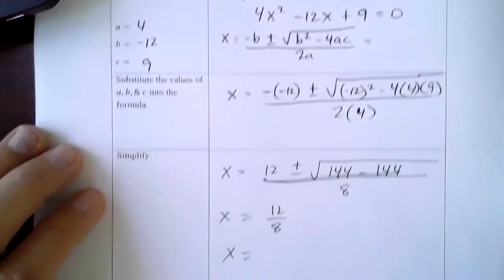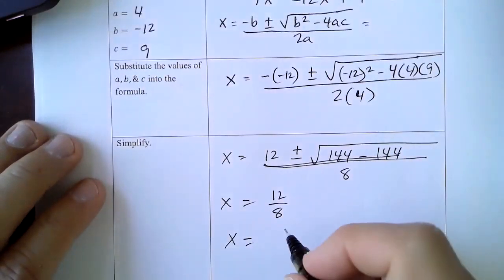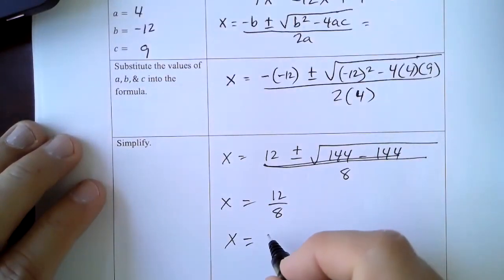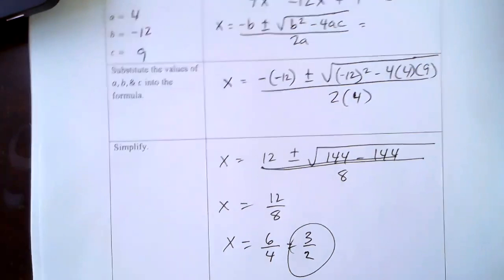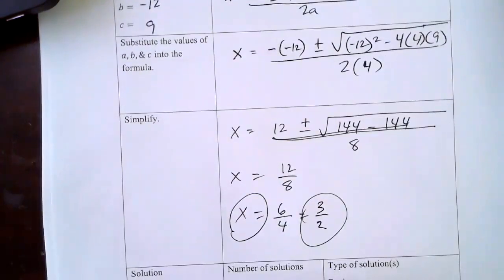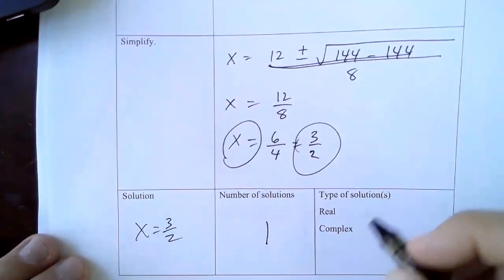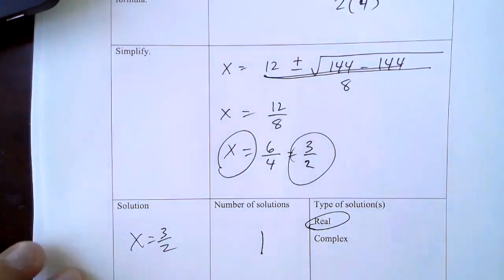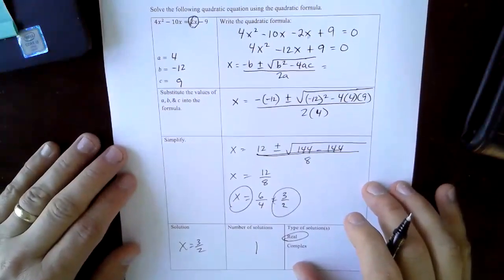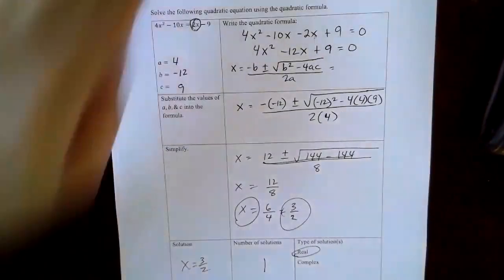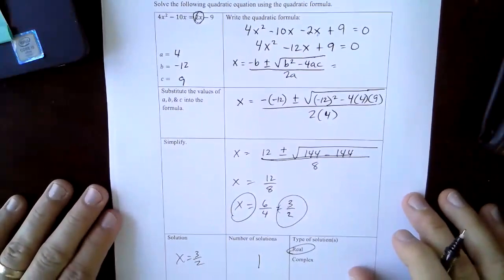So we're going to simplify the solution. Divided by 2, it's 6 over 4, and then divided by 2 again is 3 over 2. So my solution is x equals 3 over 2. And the number of solutions is 1, and it's real, okay? So I'm going to pull that back so you can see that and let you get a couple of seconds to write down what I'm doing.